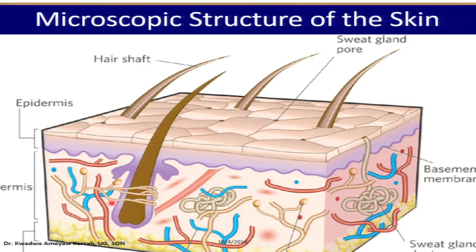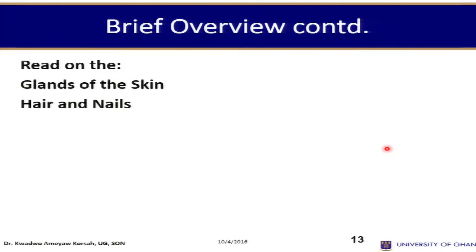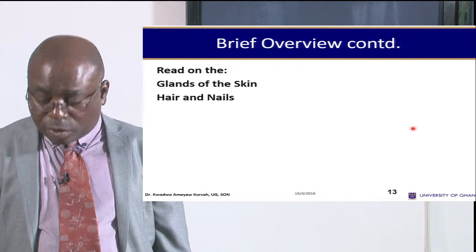So the dermis contains most of the nerves, blood vessels, sweat glands, and other major structures. And then on the epidermis, which is the outermost part, we see the pores, and we have the hair shaft, and you can see the structure up there. The same structures are found on this particular diagram. So I want you to do further reading on glands of the skin, and then the hair and nail.